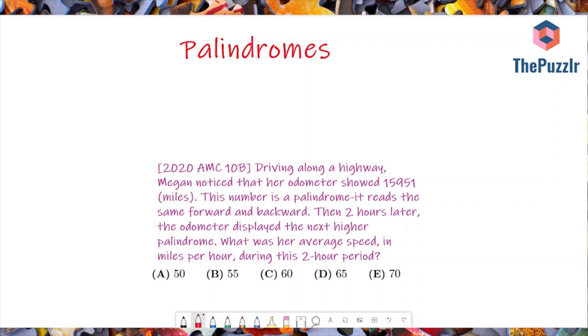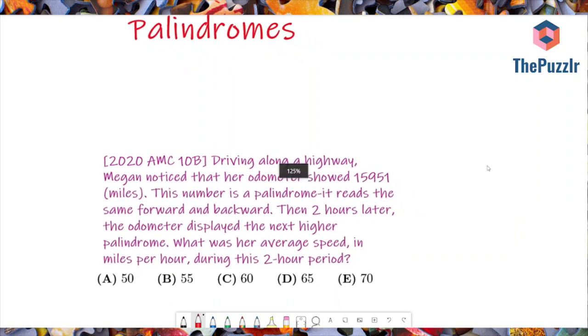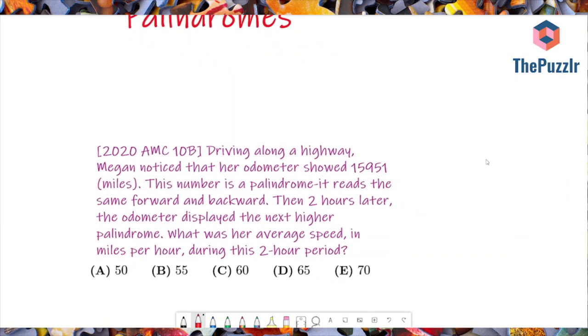So here's a problem from the 2020 AMC 10B to start us along. Driving along a highway, Megan noticed that her odometer showed 15951 miles. This number is a palindrome because it reads the same forwards and backwards. Then 2 hours later, the odometer displayed the next higher palindrome. What was her average speed in miles per hour during this 2 hour period?